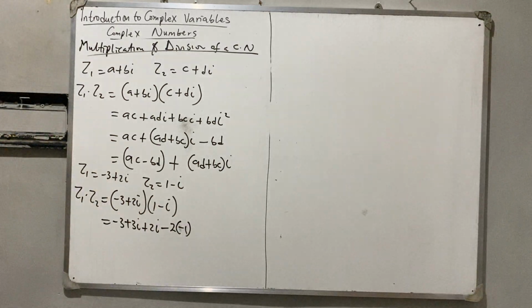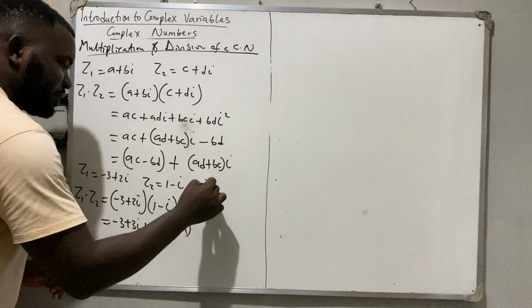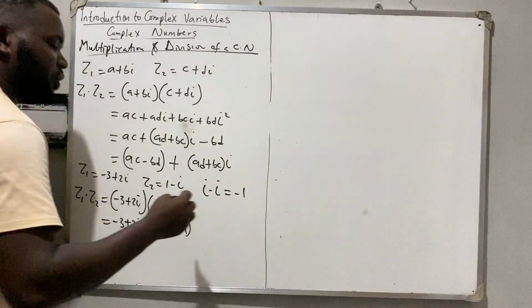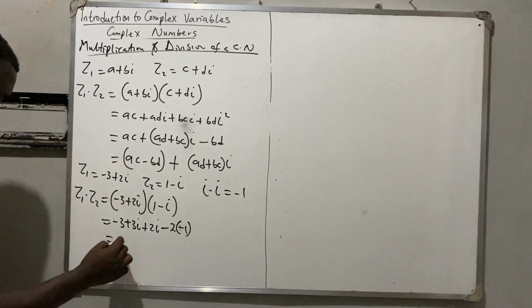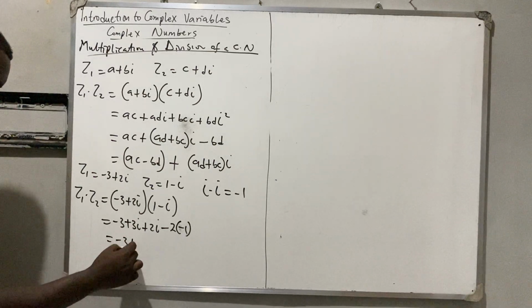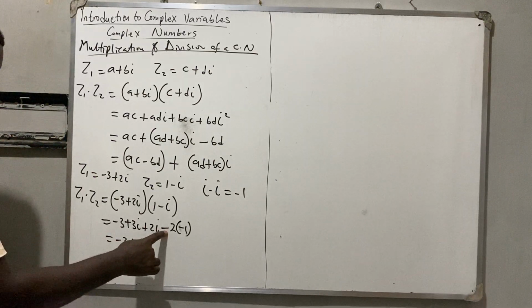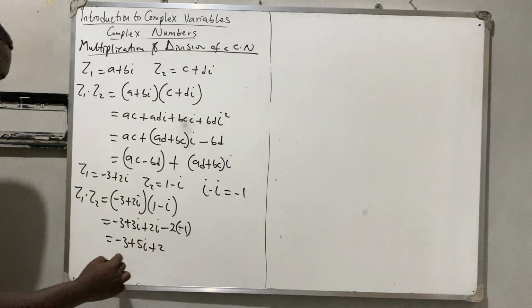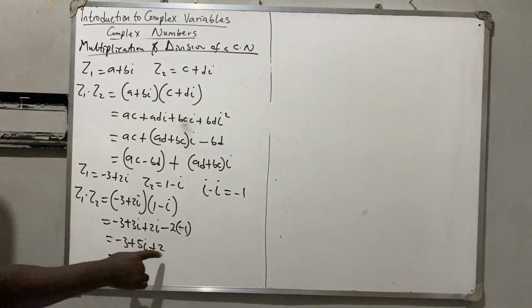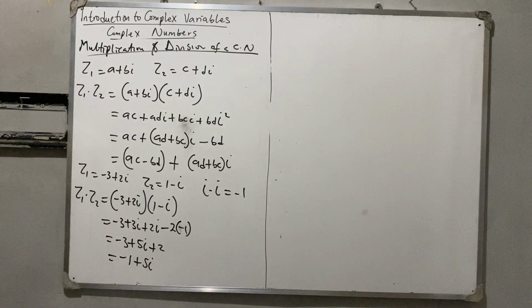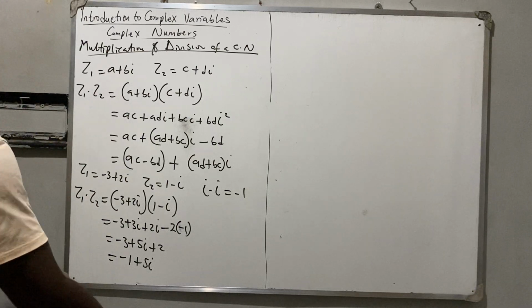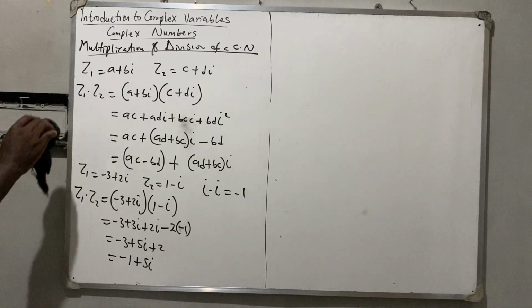Remember that I told you before that i times i must always give us minus 1; it does not change. So this will now give us minus 3. The 3i and 2i give us 5i, then minus times minus 1 will give you plus 2. So minus 3 plus 2 gives minus 1, then plus 5i. Minus 1 is the real part, and 5i is the imaginary part. So that is basically it for multiplication.